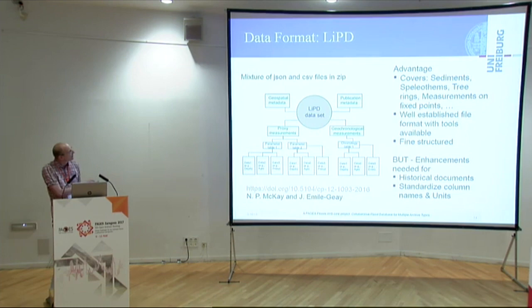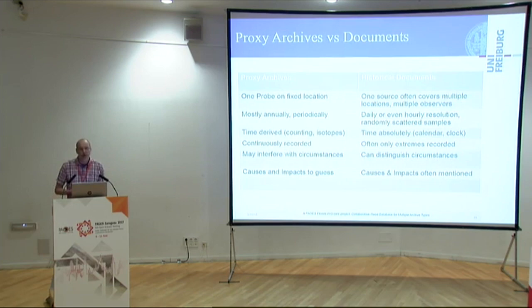It also has this structure that is given by the main clusters, but it needs some enhancements especially for historical documents. And it would be good if we could have some standardizing in the columns that we have for flood data, for example. So we have these two main different things: the classical proxy archive that is mostly annual and periodic, and the historical documents that are different by nature. For example, often only extreme events are considered and recorded, and not the time in between. Also, persons can travel around, while trees or caves or whatever are usually fixed.